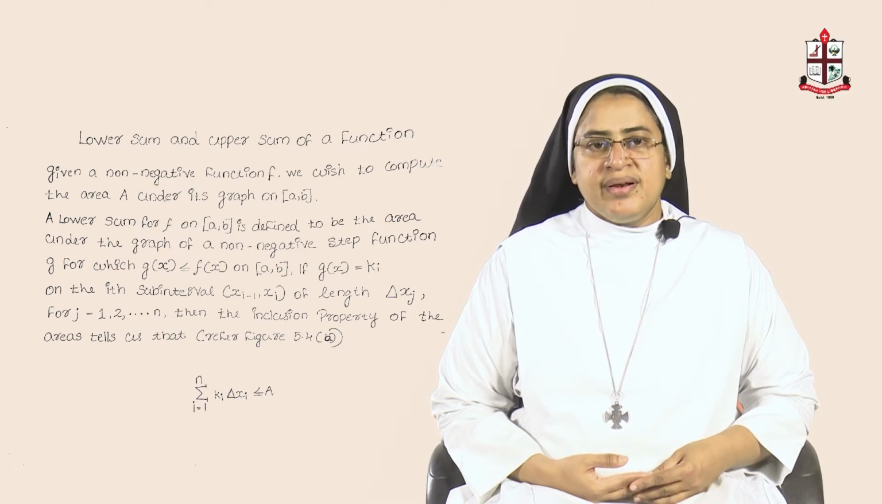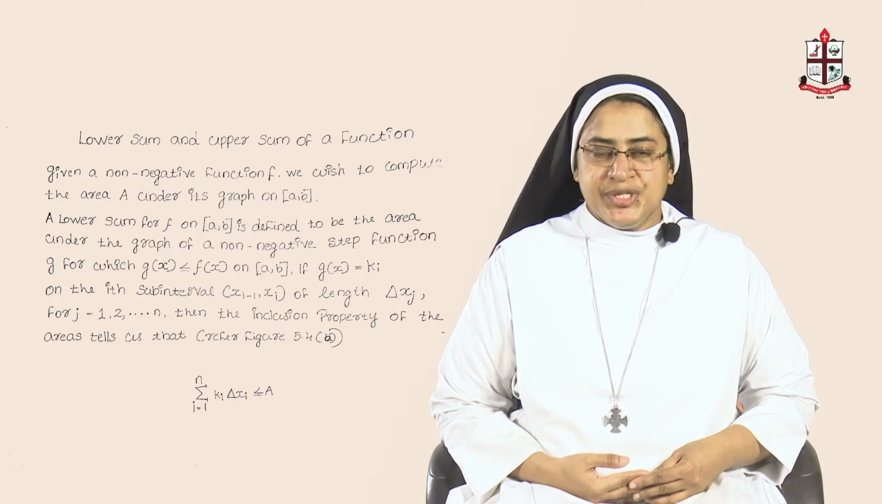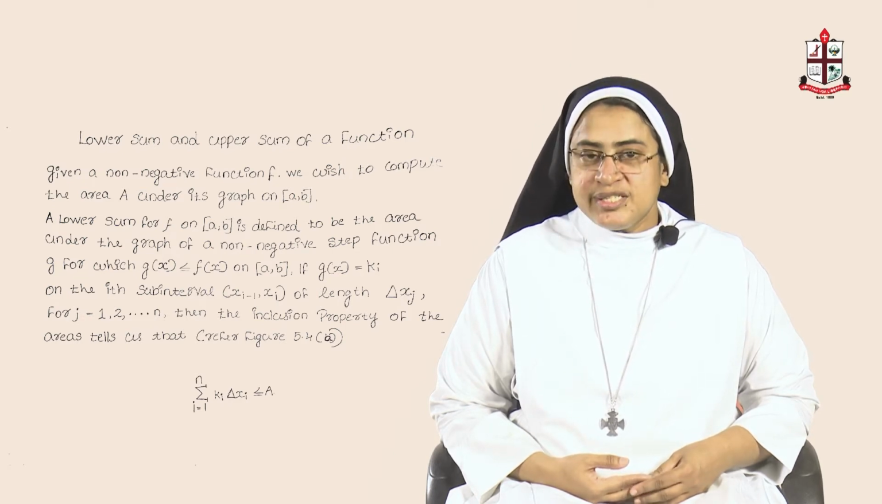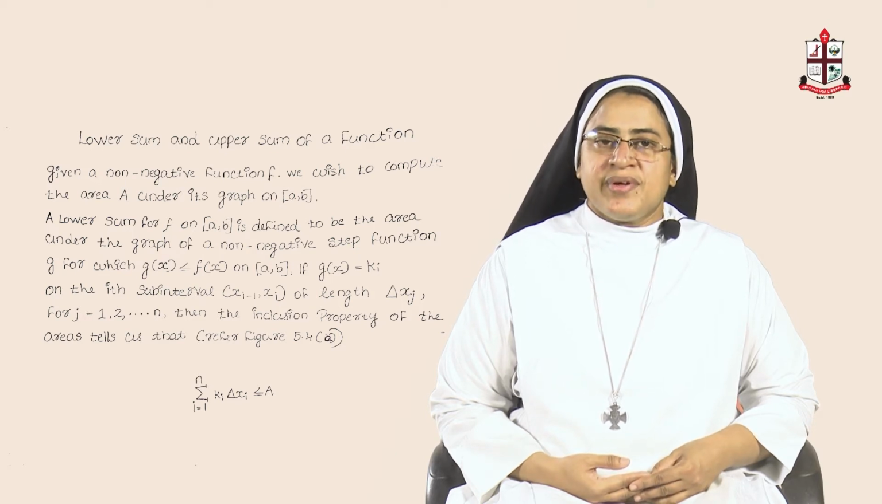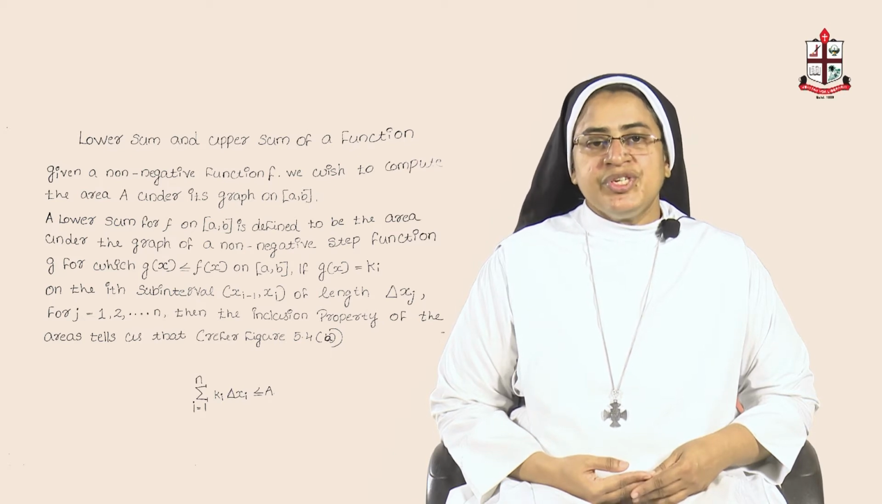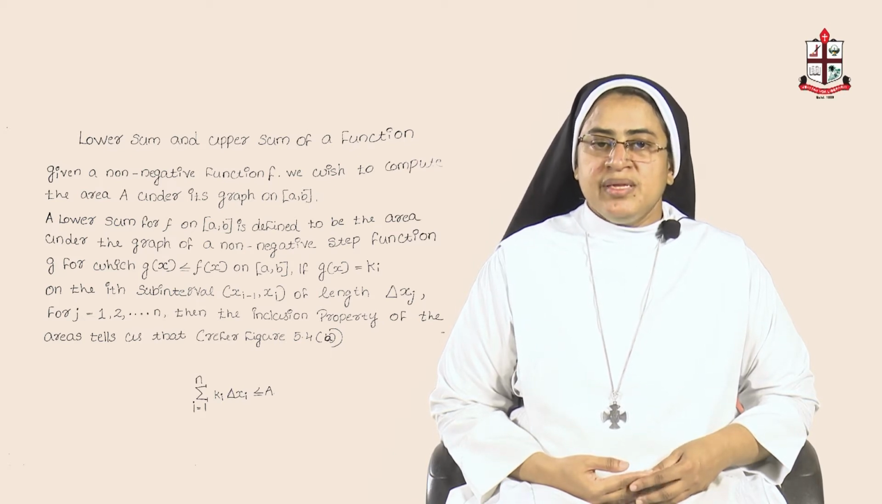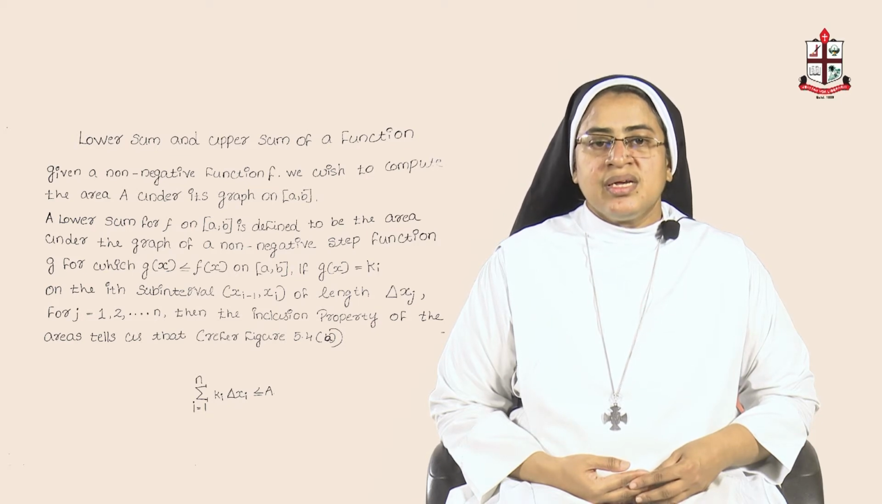Lower sum for function f on closed interval a b is defined to be the area under the graph of a non-negative step function g. That is very important, it is non-negative and it is a step function g for which the value of g of x is always less than or equal to the value of f of x on closed interval a b. If g of x is equal to k i, it means the value is k i for all the subintervals x i minus 1, x i of length delta x i for i equals 1, 2, 3 etc.